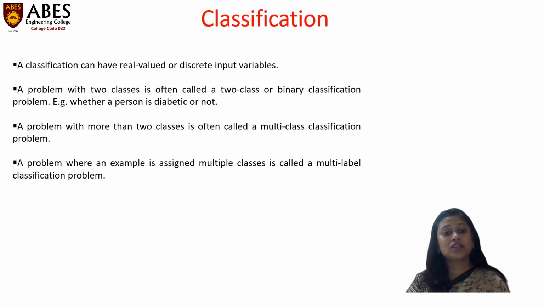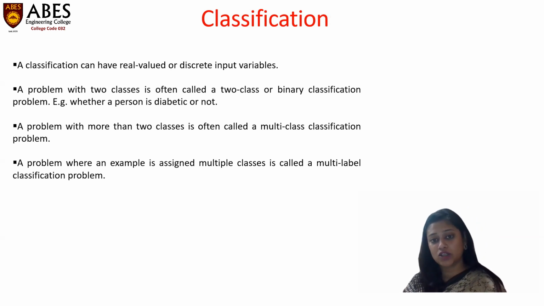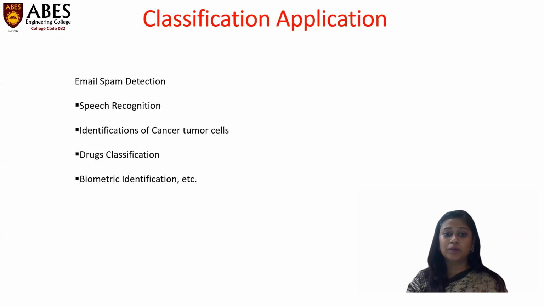Again, the classification, as I discussed, can be a real value or a discrete value. With two classes, it is binary classification. If there are more than two classes, it is called multi-class. And with multiple classes at the same time, we have a multi-label classification problem. I will explain you. First, let's look at the different applications.